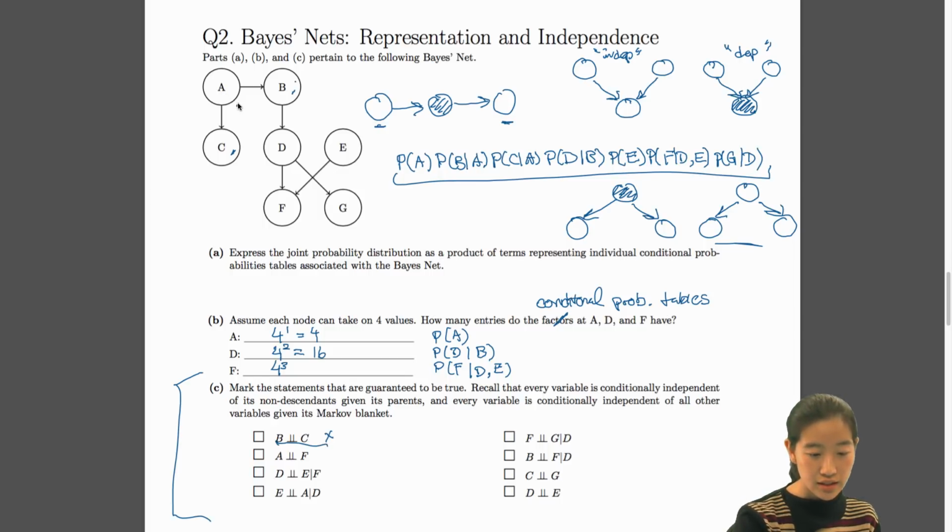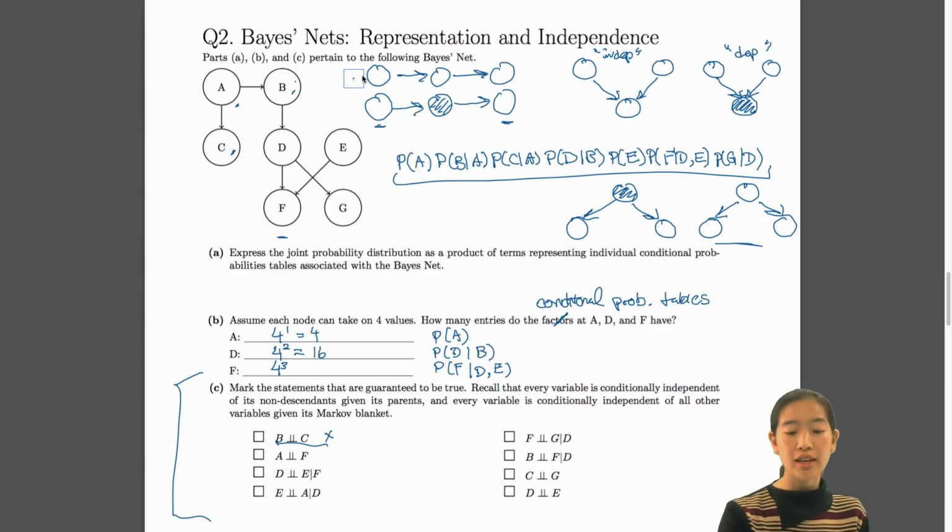Well, what about A and F? We have A over here, and we have all the way downstream over here, F. So this is very similar to our first situation. Oh, let me draw it back out here. That is very similar to our first situation over here, which they are conditionally independent given the middle node, but they themselves are not independent. So this is not independent.